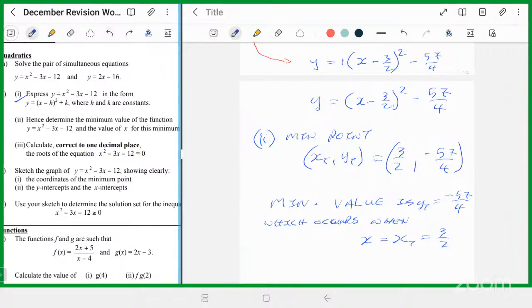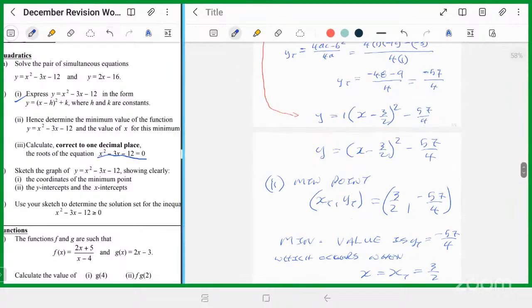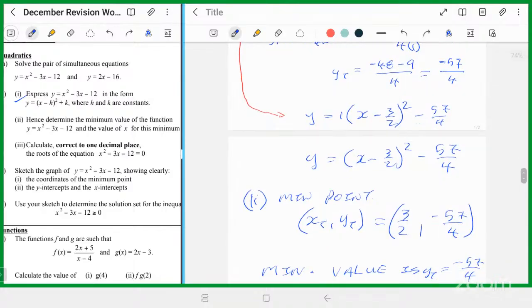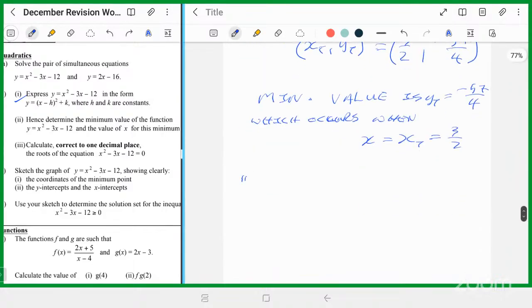Now when you see correct to one decimal place, it is basically saying that this expression cannot be factorized in the normal way with integer coefficients and so on. You're generally going to use the quadratic formula to solve this, or you can continue from this. Some questions actually force you to continue from this expression. But we're going to use the quadratic formula because once you see correct to a number of decimal places, it means you're not going to be able to factorize it using the methods that we do. So part 3, we're going to use the quadratic formula for it.